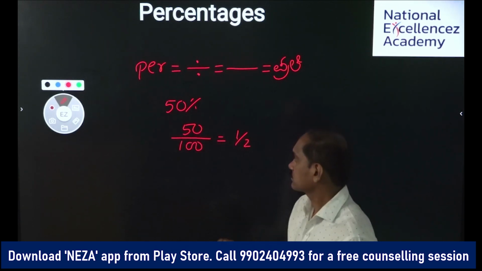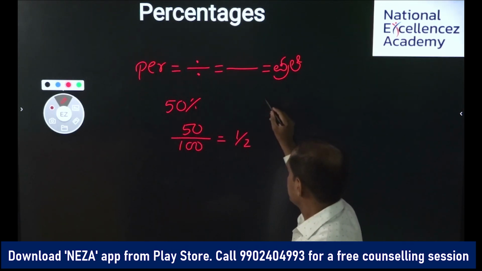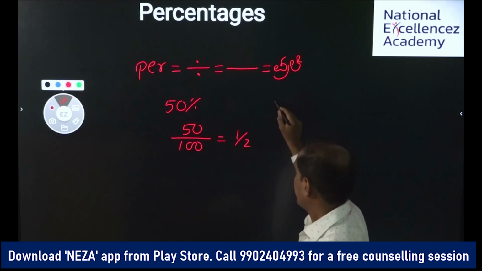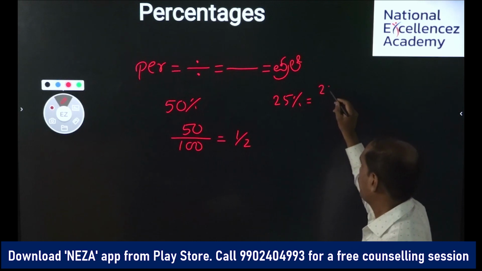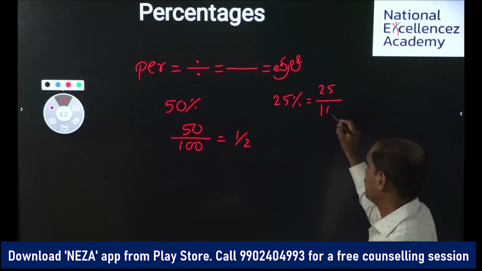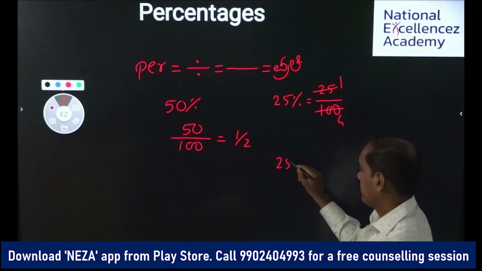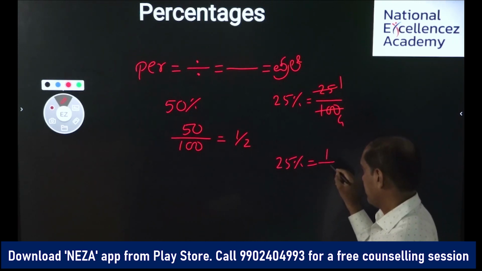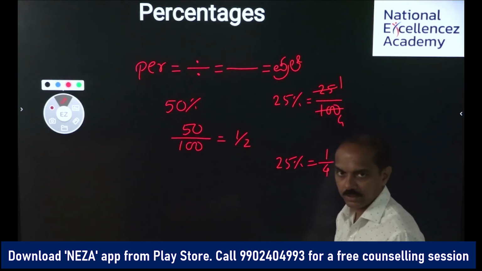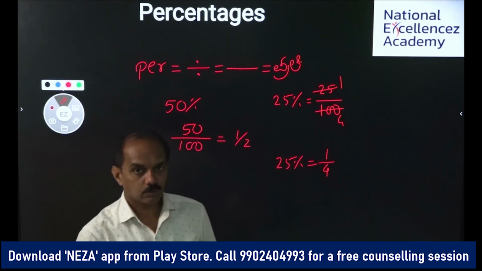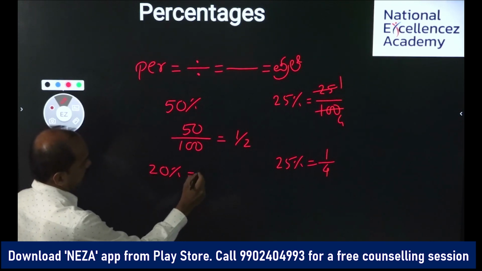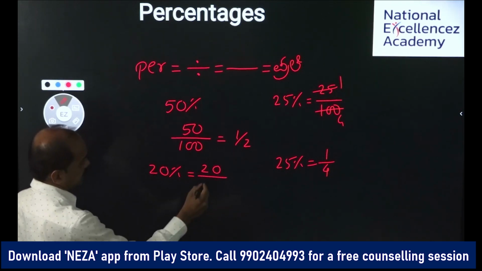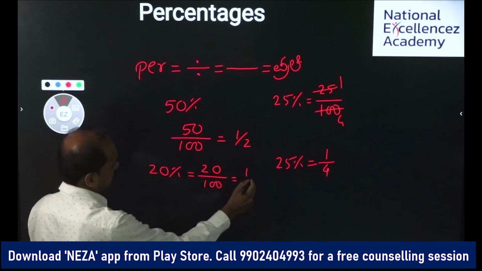Okay, if I say 25%, 25 per means line, cent means century. 25 ones are 25, 25 fours are 100. So 25% means 1/4, right? Same way 20%. 20 per means line, cent means century. You will get 1/5.